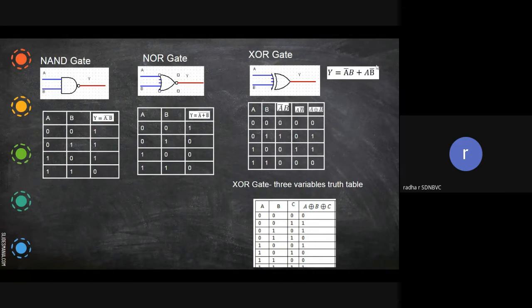Okay, so this is the equation. In that equation, we are going to write this truth table. First, we will write the combination A, B: 0 0, 0 1, 1 0, 1 1. Now, as I told you, you have to write like this only. First, 0 0. Next, the last digit changes: 0 1. Next, the first digit changes: 1 0. After that, again 1 1.